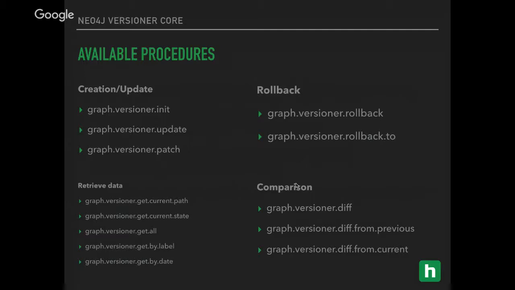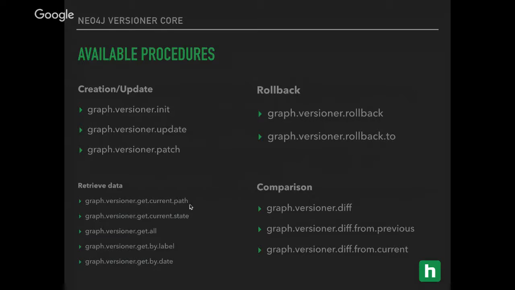And of course, we also have a rollback group. For example, if you want to simply roll back to the previous node, we just use the rollback. Or if we have a specific state that we want to roll back to, we use the rollback to. They are really easy to use.